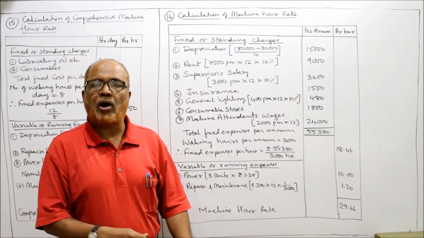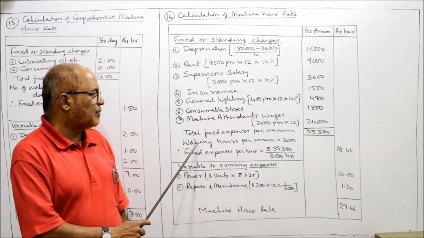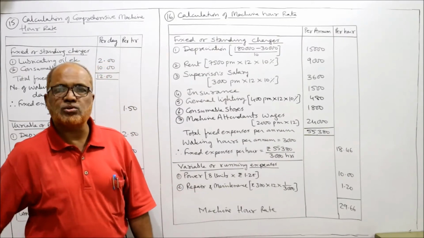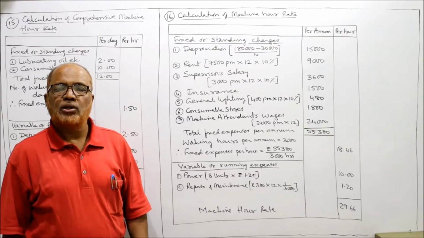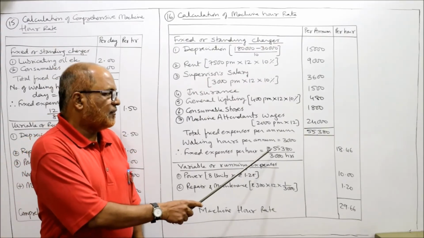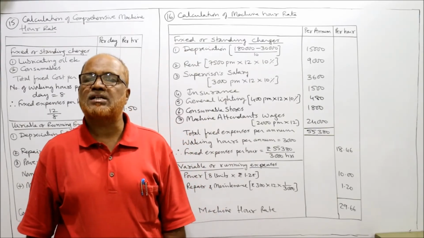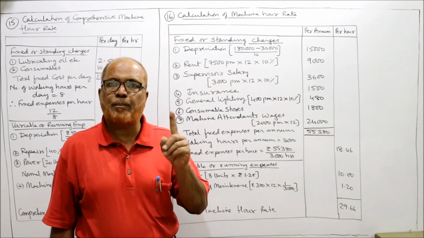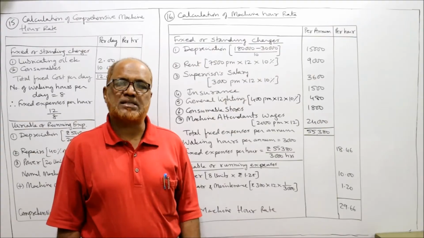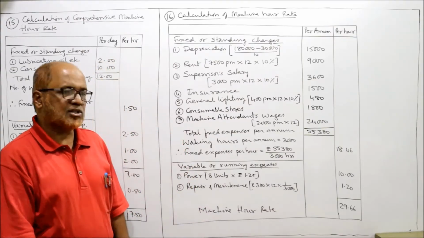And per annum, how many working hours are given in the problem? Number of working hours per annum 3,000. The machine runs 3,000 hours. So what is the fixed expense per hour? 55,380 divided by 3,000. 18.46 is the fixed expense per hour. That's it. Now variable or running expenses.